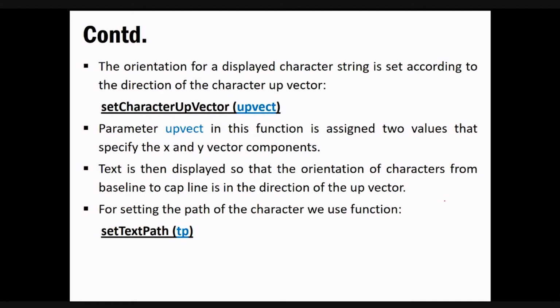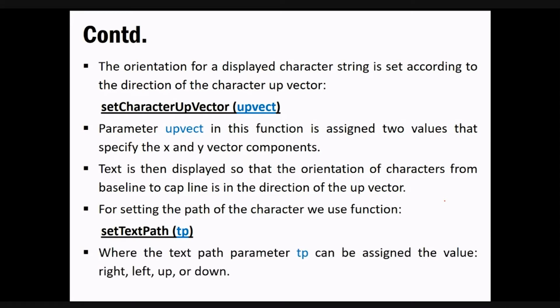Now we have one more thing. For setting the path of the character we use the function set text path. The text path parameter tp can be assigned the value right, left, up, or down. So a very good thing is given here regarding the path of the character. You can start from any direction, and in a similar way you can give it in that parameter form.